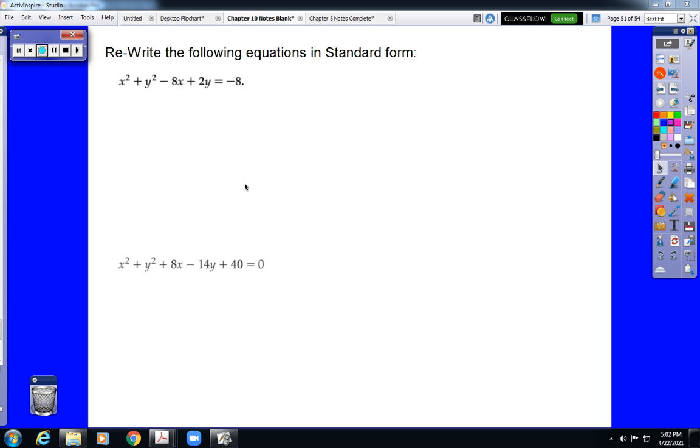So, the skill we are practicing here is we're taking an equation for a circle that is not written in standard form. It's written in what's called general form. And we are going to convert it into standard form.